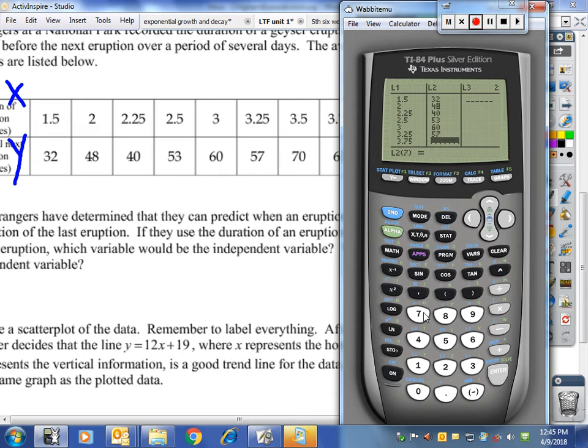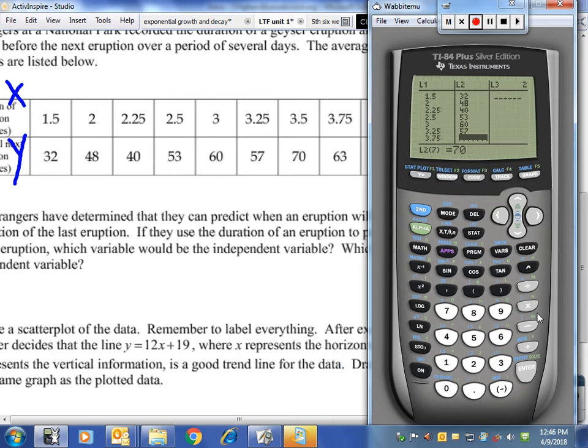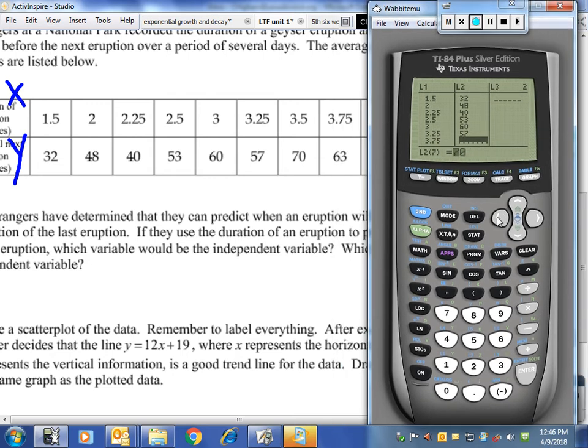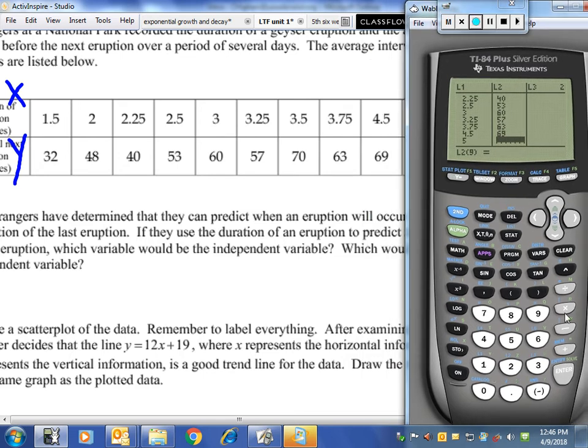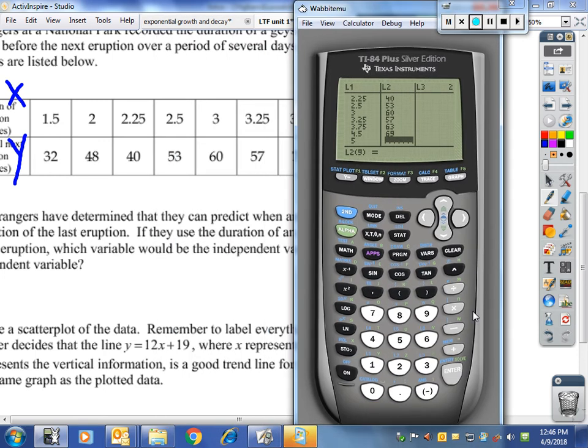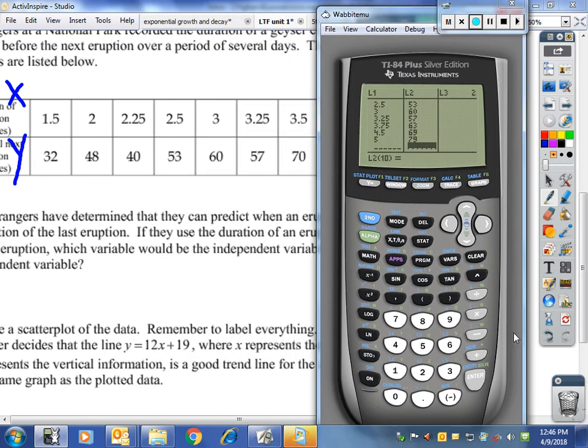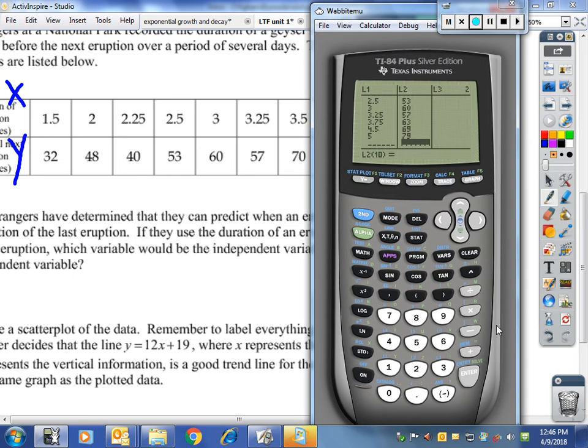Okay, well give me a minute and I'm going to show you. Please double check yourself. Like I realized I left off one of my pieces of data, so be careful. Okay, do we have it all entered?